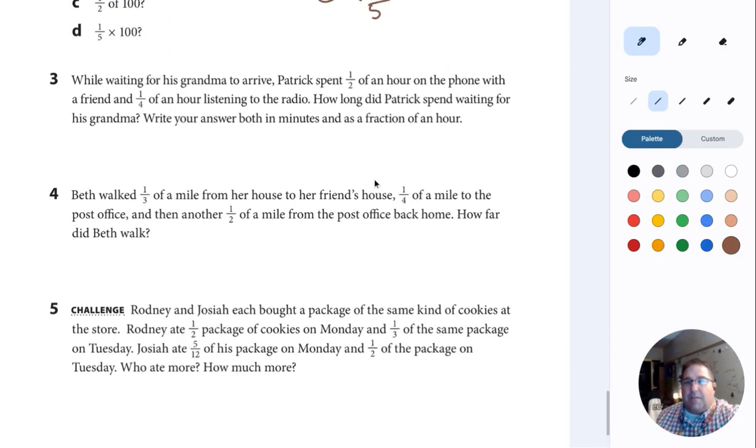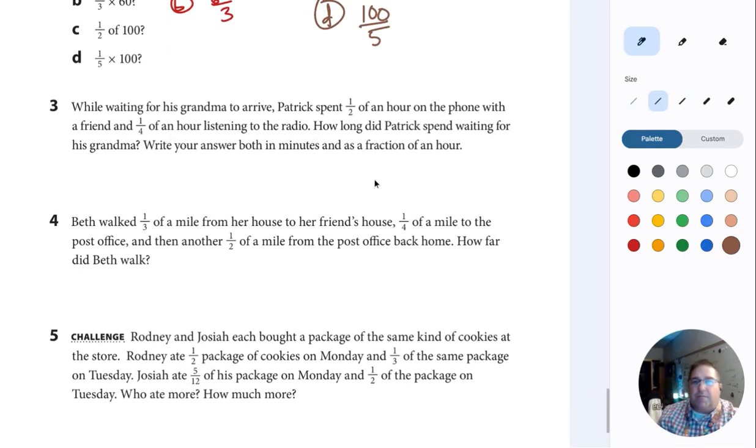All right, last few problems. Here we go. While waiting for his grandma to arrive, Patrick spent a half hour on the phone with a friend and a quarter of an hour listening to the radio. How long did he spend waiting for his grandma? Write it as both minutes and fractions of an hour. Well, what do we got to do? We got to do 1/2 plus 1/4.